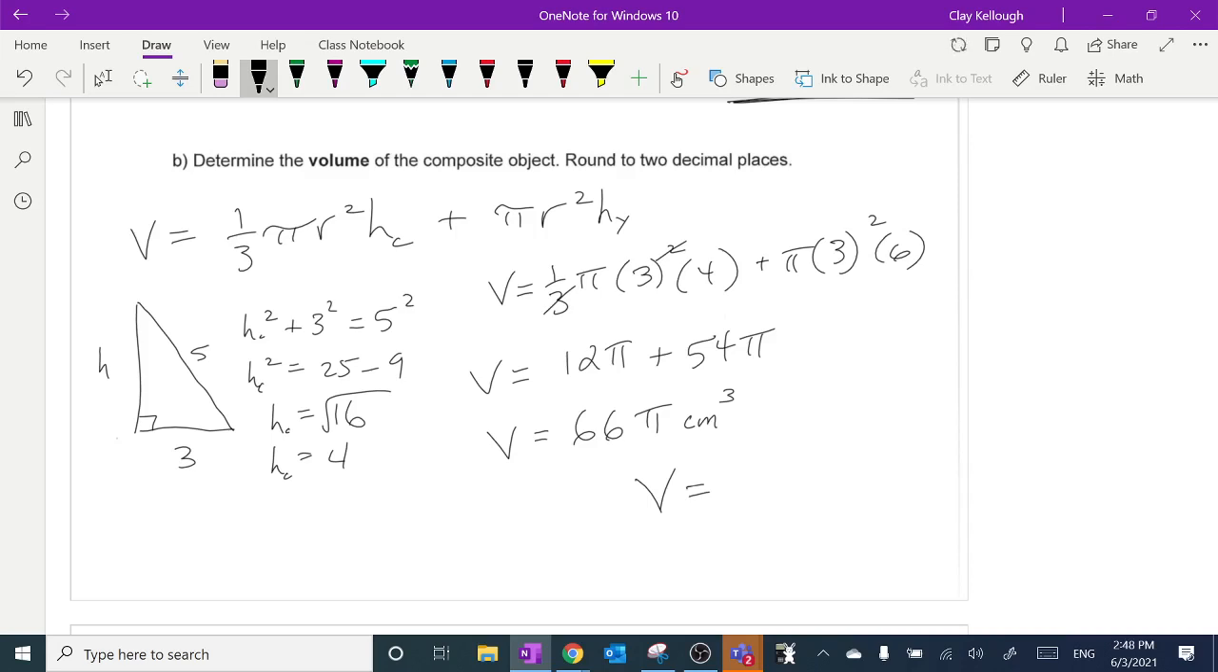66 times pi's. 207 point, I'm going to say 35 when I round it. Any questions on how I did that one?